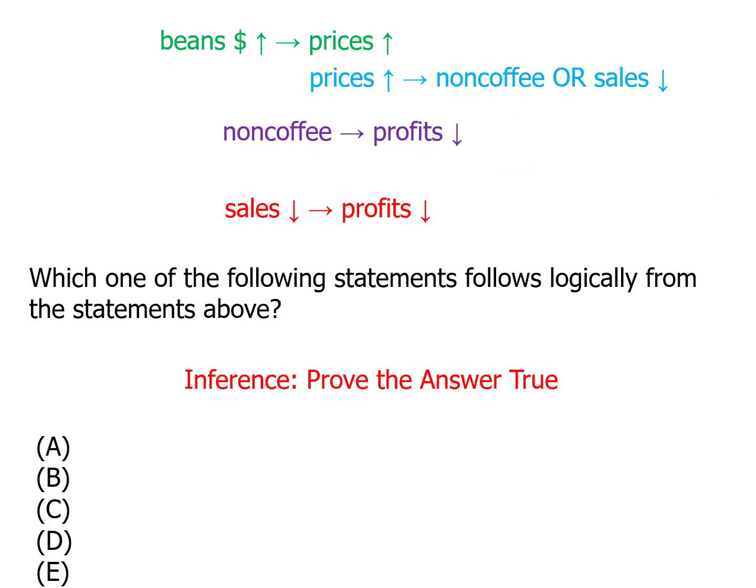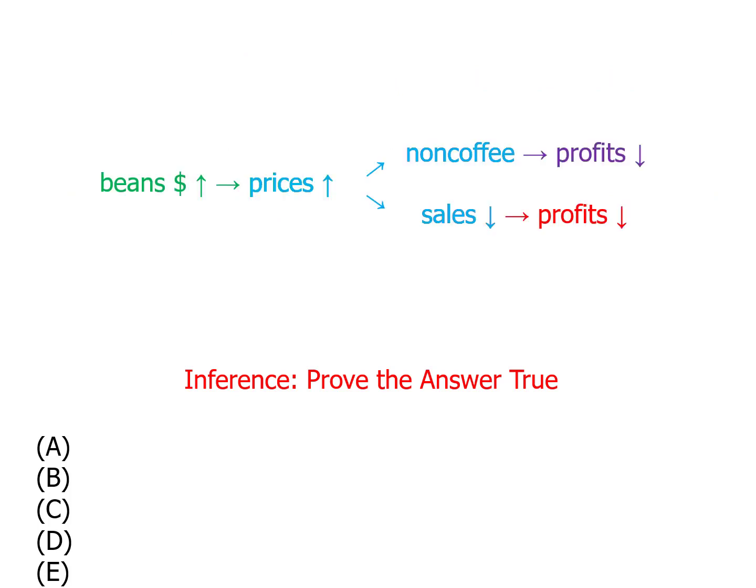If you link these statements up, you can prove something which is probably going to be the answer. If the beans go up, the prices go up, which will have one of two effects, but both of those effects will lead to a decrease in profits. So in other words, if the price of beans keeps going up, their profits are definitely going to go down. Go to the answer choices looking for that.